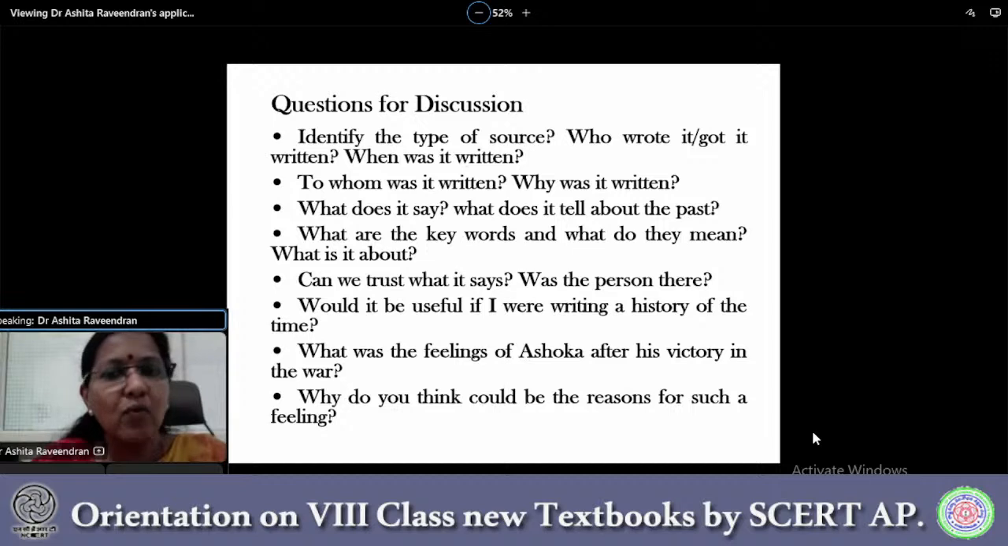And what does it say? What does it tell about the past? What are the key words? Can we trust what it says? Was the person there? This is also pointing out that all sources cannot be believed. So here Ashoka is saying this inscription has been written after winning a war. And after winning a war, the ruler says that this should not have happened. So then there is a point of trust.